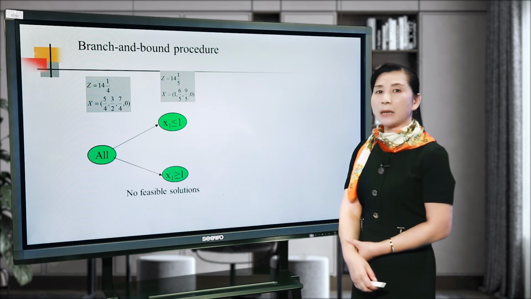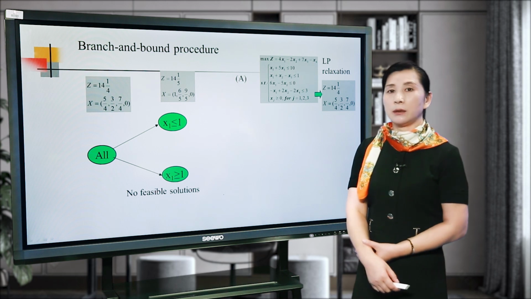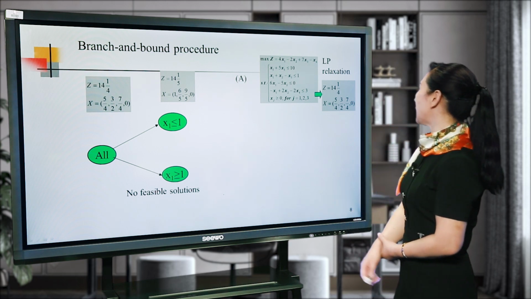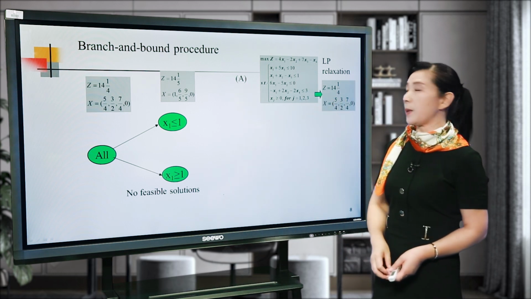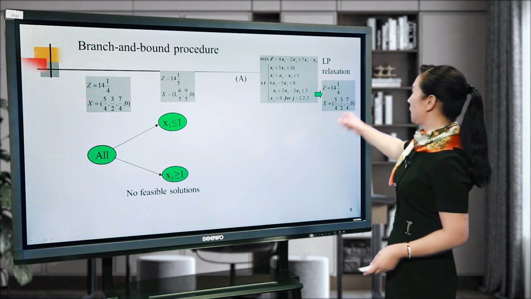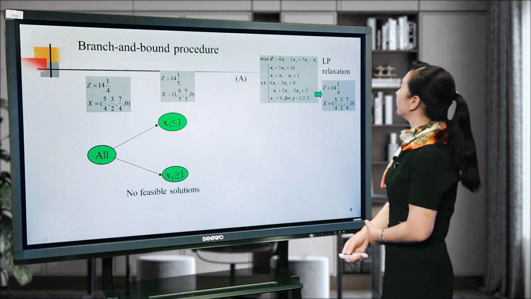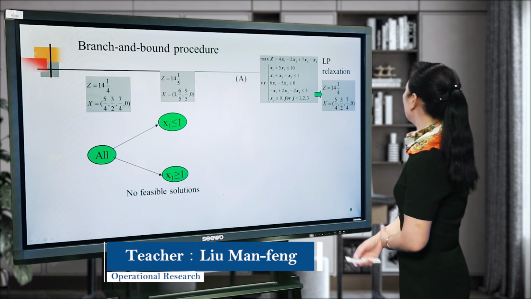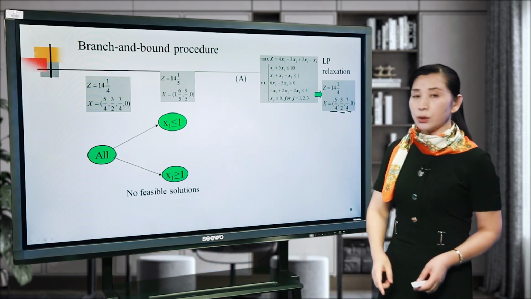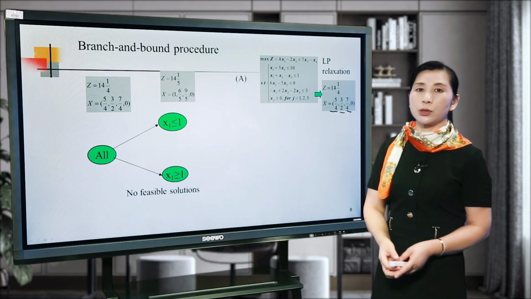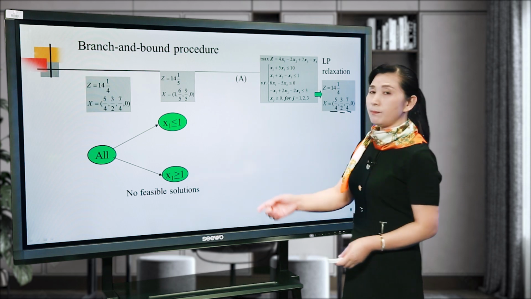Now we solve it by the branch and bound procedure. Firstly, we delete all the integer restrictions and get the LP relaxation. We can solve this LP problem by the simplex method and get the optimal solution. The optimal solution is x equal to 5/4. We note that in this optimal solution, x1, x2, x3 are all not integer, so this optimal solution does not meet the requirement. So we need to branch.